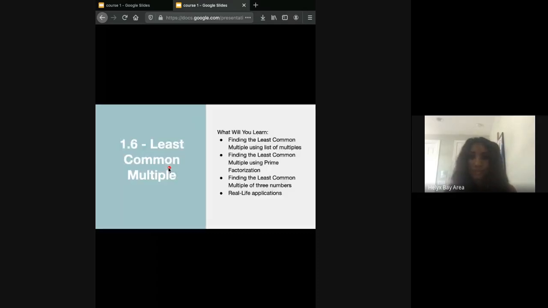And then for the last section of our first chapter, and of this first session of tutoring, is least common multiple. So we talked about greatest common factors, which is the factors of that number, or what it can be divided by. But now least common multiple is what you can multiply that number by and get the least number. So what we will learn is finding the least common multiple using a list of multiples, finding the least common multiple using prime factorization, finding the least common multiple of 3 numbers, and of course, our real life application, how this would be used in a real life situation.